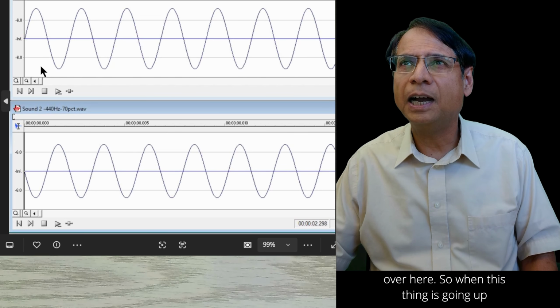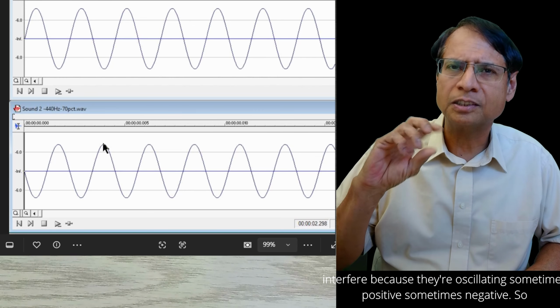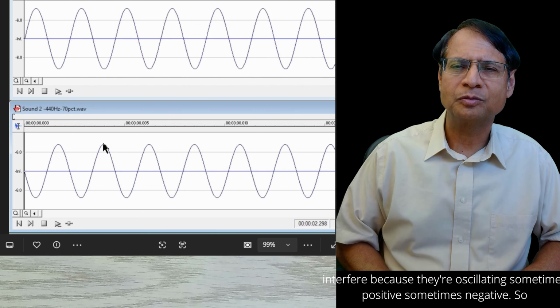So this is the point that waves are oscillatory disturbances in a field. Not only are they disturbances in a field, they're oscillating, which means the field sometimes is positive, sometimes is negative. And this gives the possibility of cancellation. And that's what's happening over here. This is the phenomenon of interference. It's a hallmark property of waves that they can interfere because they're oscillating, sometimes positive, sometimes negative.